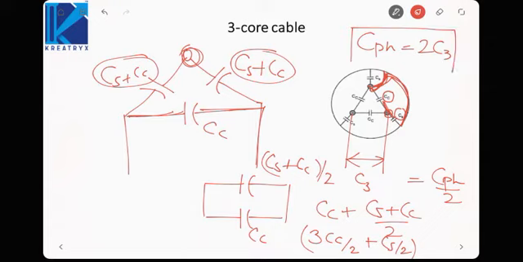This is the most important case that you must always remember, because sometimes if I am asking you the line charging current, I might not be giving you C phase directly, rather I will be giving you C3. So you need to double it and then find C phase to find the line charging current. So if you see in this case, we can directly get the per phase capacitance, no need to calculate CS and CC individually.